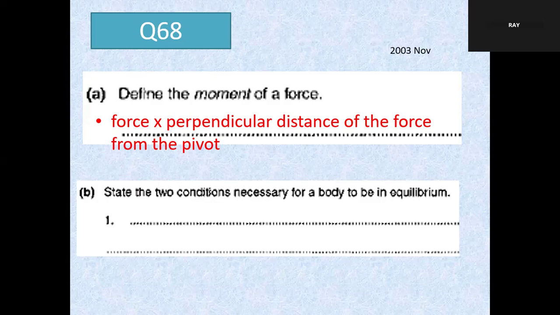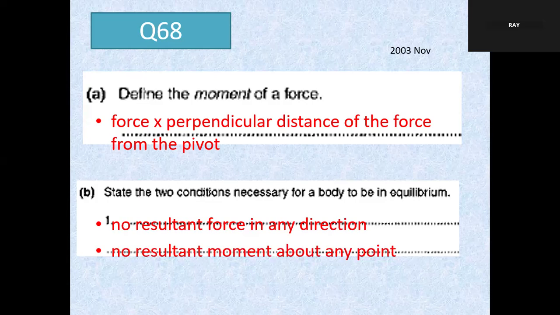State two conditions necessary for a body in equilibrium. No resultant force, in any direction. No resultant moment about any point.